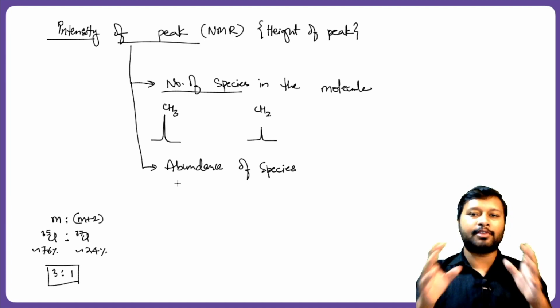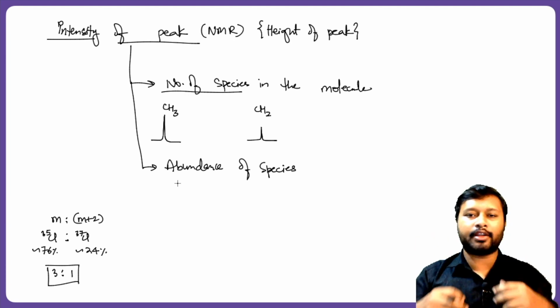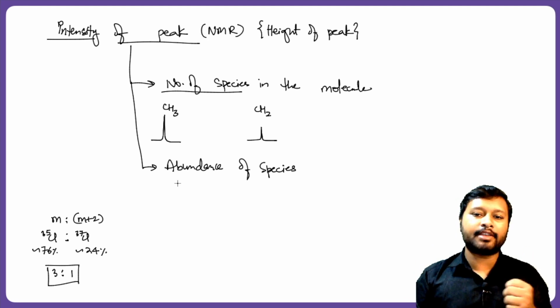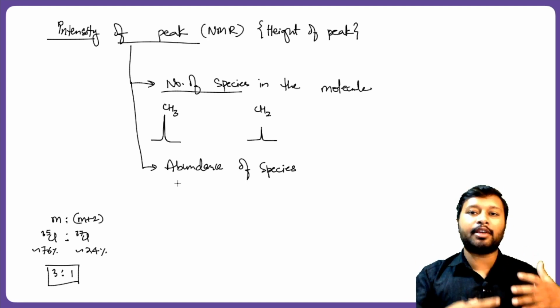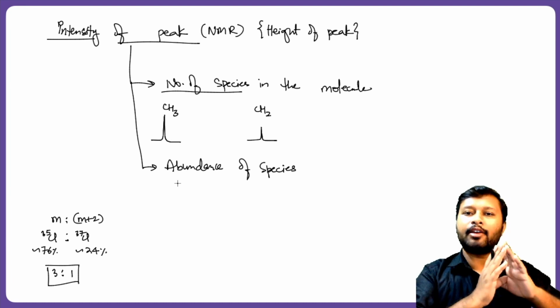So if there are two species having different abundances, the height of the peak corresponding to that particular species will also be different.